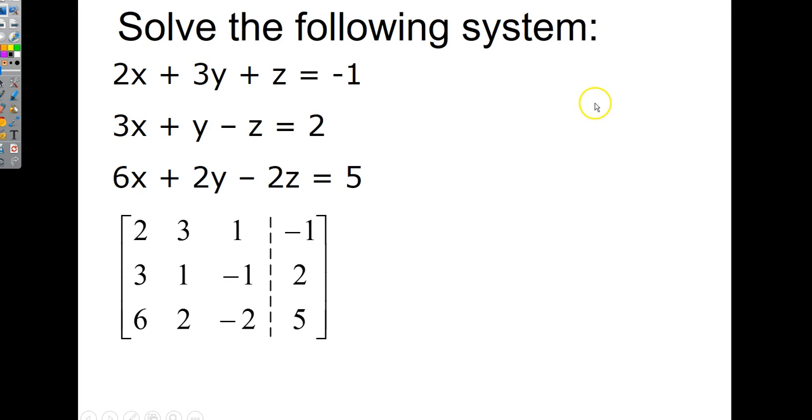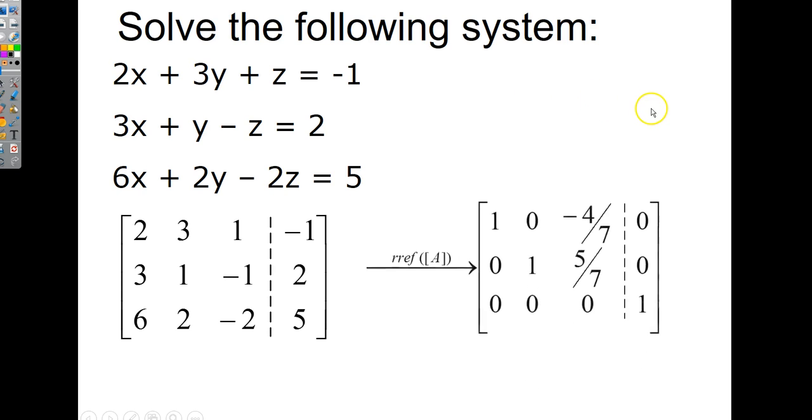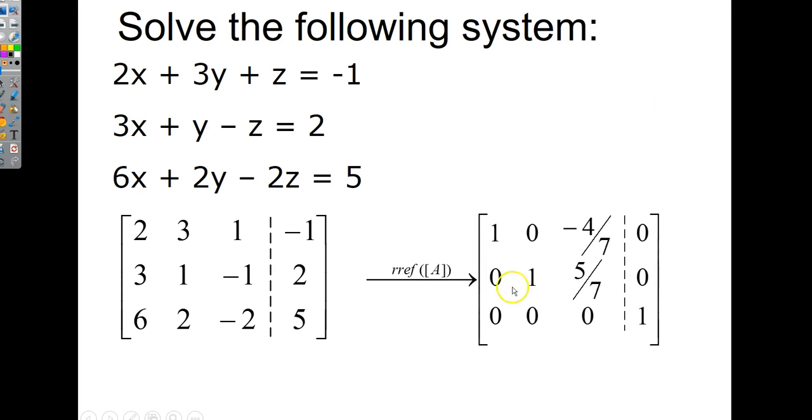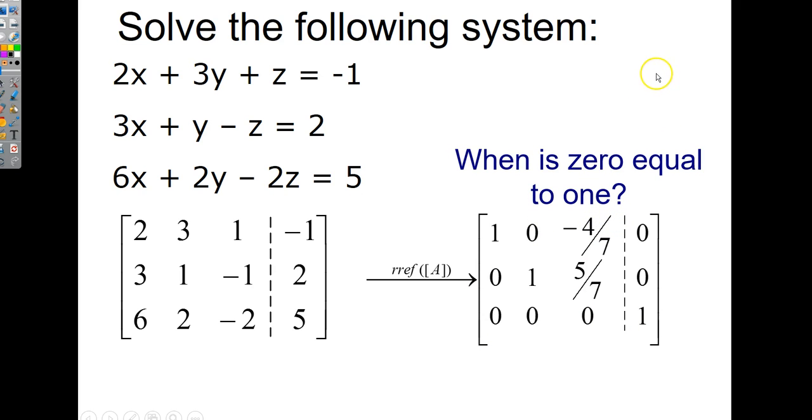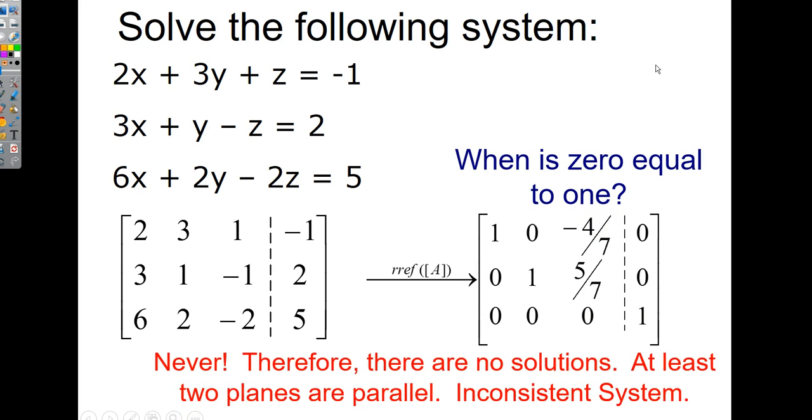Okay, so solve the following system. Make the augmented matrix, RREF it, and now you see this. Now the difference here from the last one is this is 0 equals 1. So when is 0 equal to 1? Never. So therefore there are no solutions. That means that two of the planes are parallel. Once again, it's a plane because it's 3 variables, and it's called an inconsistent system.